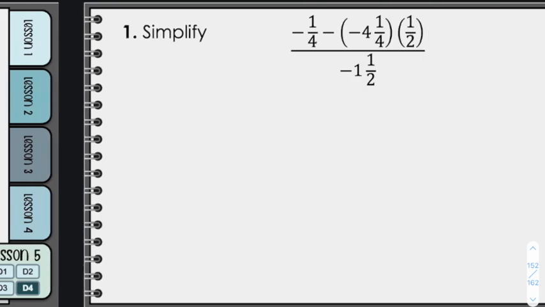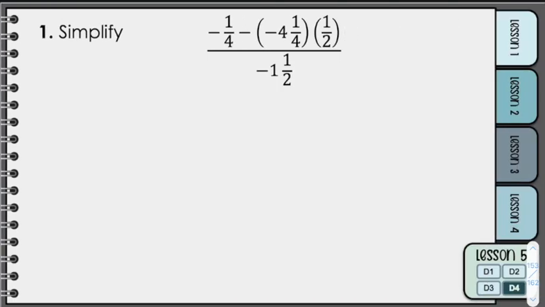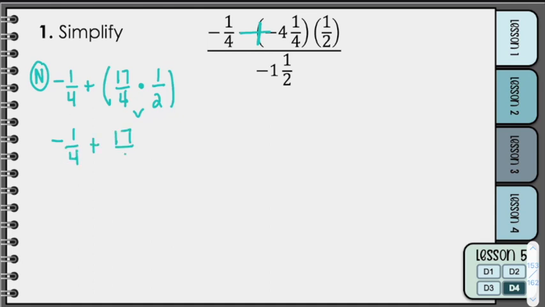Let's try the first practice problem. Again, another complex fraction. We need to make this an addition because we have double negatives. So really we can rewrite this as negative 1/4 plus 4 and 1/4, which can be converted into 17 over 4 as an improper fraction, times 1/2. We're going to multiply first. We get negative 1/4 plus, and then we have 17 over 8.